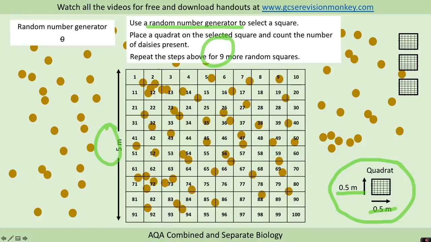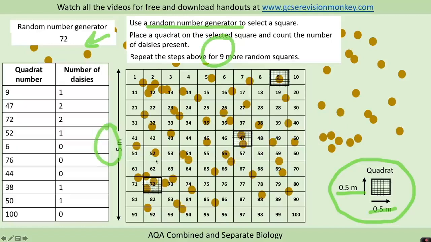So let's say our random number generator picked us out the number 9. What we do is we take our quadrat and we place that on square 9 and we count the number of daisies present. We would then repeat that for another square. For example, if our random number generator there picked us 47, we'd place our quadrat on 47, count the number of daisies present, and again, for example, 72, again counting the number of daisies present. Now we'd repeat that for around 10 squares, so we've got different quadrats here, and we've counted the number of daisies present in the squares.